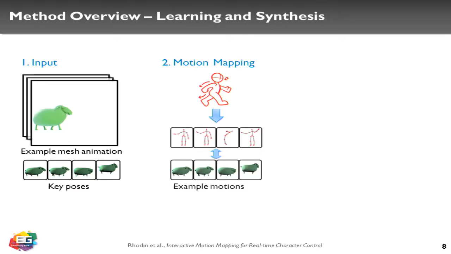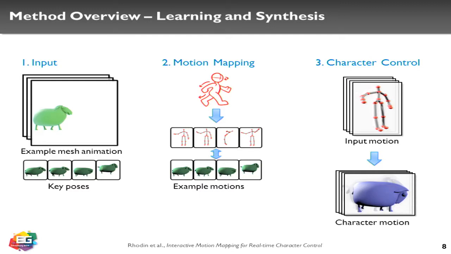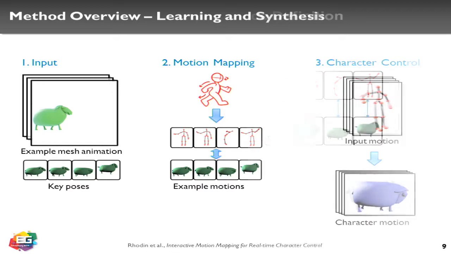Then we have a motion mapping. Using some correspondences, usually in the paper they say they just need 5 or 8, they can find some correspondence between some pose and some motion. Finally, once this motion mapping is learned, for any new pose of the person controlling the character, they can generate some new motion.